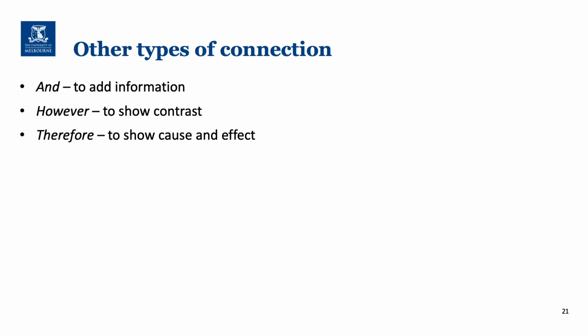Apart from linking backward and forward, there are other types of connection between ideas and linking words for them. For example, and is to add information, however is to show contrast, therefore is to show cause and effect, although is to qualify, and while is to signal concurrency. Can you list some more linking words?